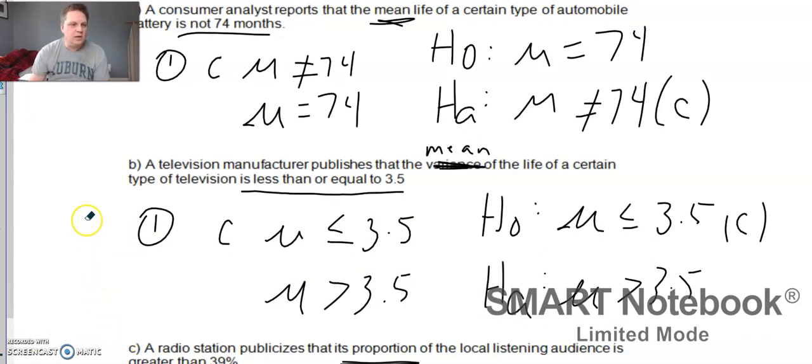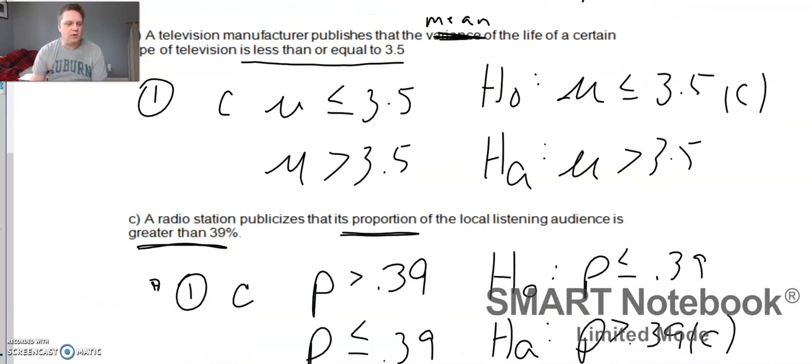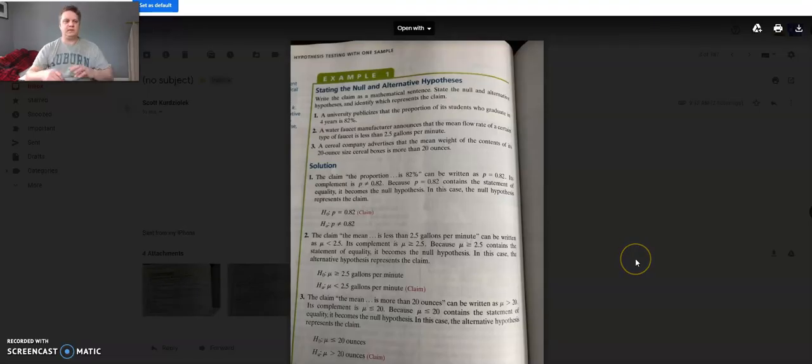What I want to do is show you a couple more examples from the book. Here are some examples from the book, where it says a university publicizes that the proportion of students graduating in 4 years is 0.82. These are three that you can read and look at.